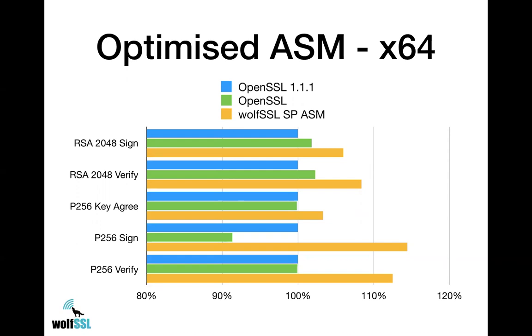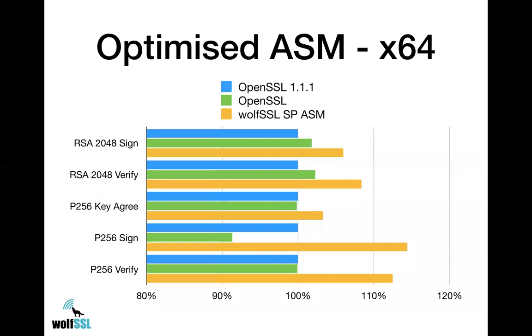And you can see there that the orange bar, that's the wolfSSL SP Intel x86 64-bit assembly. While it's not dramatically better, it is better for the sign and the verify. Maybe up to 8% better than OpenSSL 1.1.1. Yeah, it is better. You can't do much for RSA. It's a pretty tight loop of just doing exactly the same thing for lots and lots of bits.